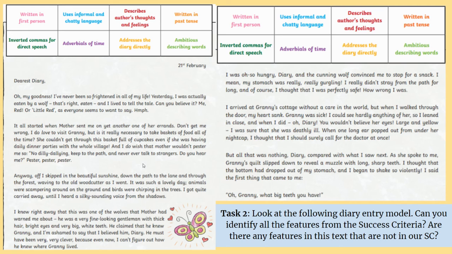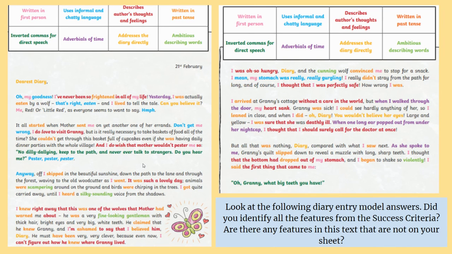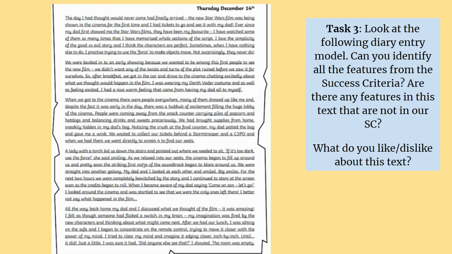Hello and welcome back. You should have had a go at reading and looking at the following diary entry. You then should have identified all the features from the success criteria onto this sheet and had a go at those. You then look through these answers for the model and find out where they are. If there are some on here that you don't have, remember to include them in your writing.